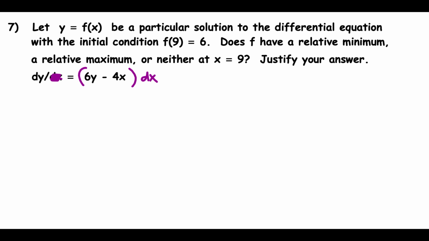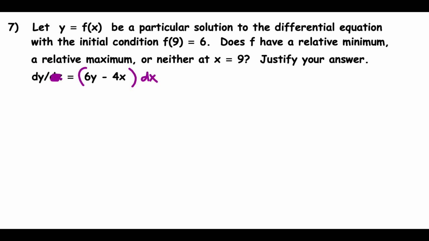Well, notice I'm not asking you to solve it. I'm simply saying, hey, does the original function, which we can't find, have a relative min, max, or neither at x equals 9? And explain why. Justify your answer, which means write a sentence. At least one.